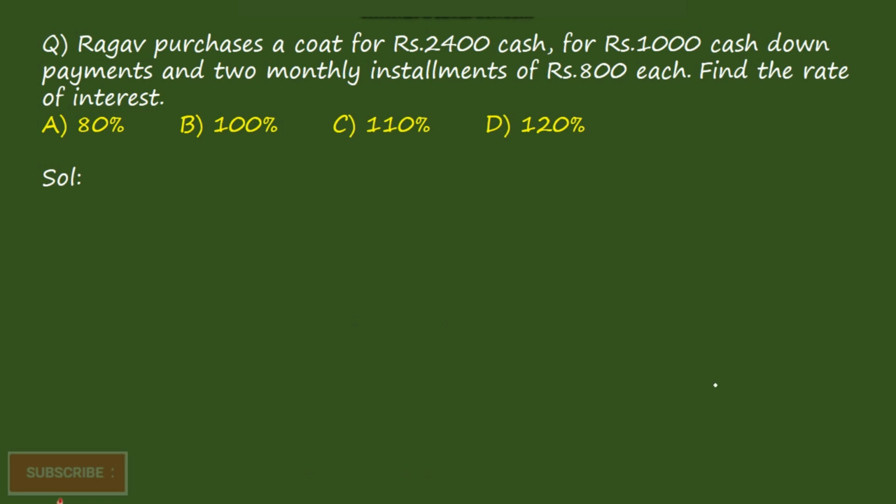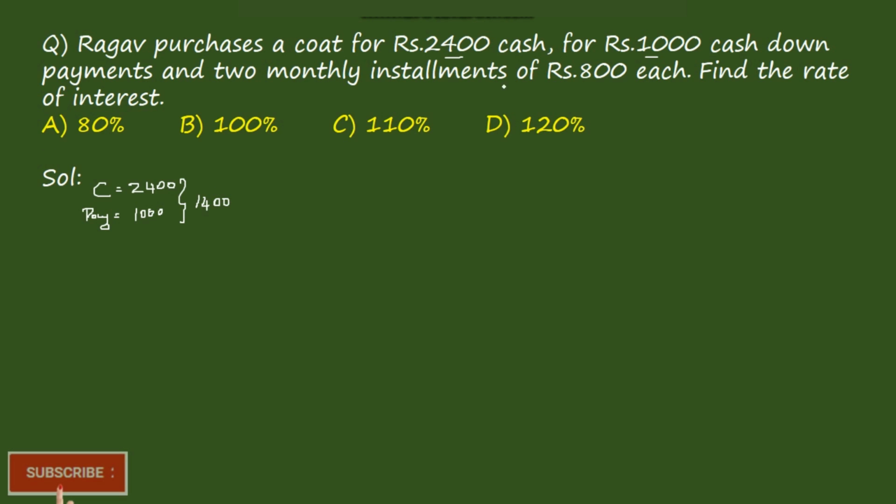Come to the next question. Raghav purchased a coat for rupees 2400 cash, or for rupees 1000 cash down payment and 2 months installment of 800 each. Find the rate of interest. First understand the question. Raghav purchased a coat for 2400. Again they are saying rupees 1000 cash down payment, so he pays 1000 rupees. So 1400 rupees is still pending.